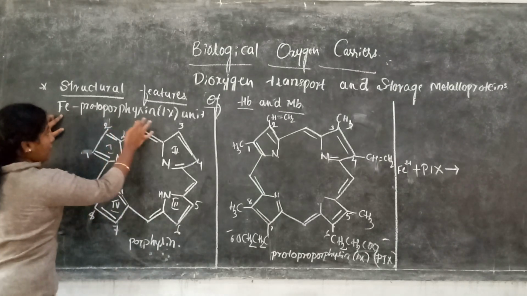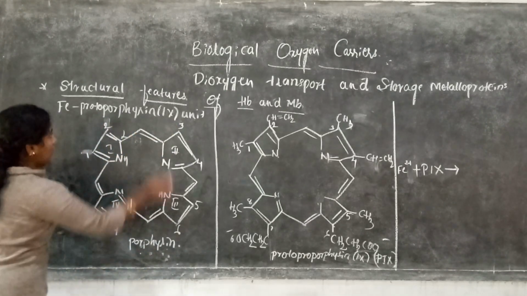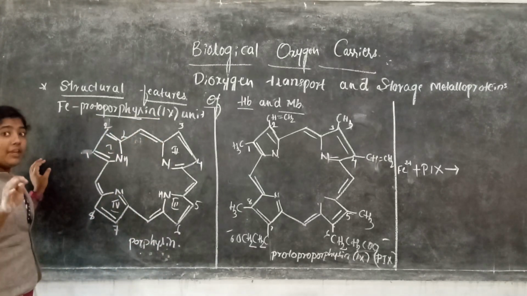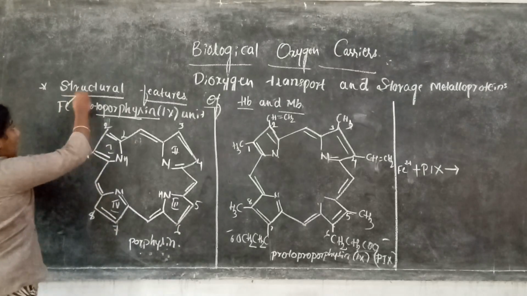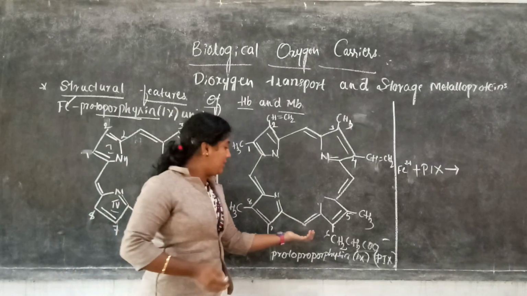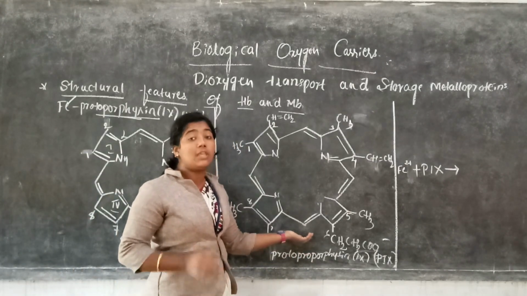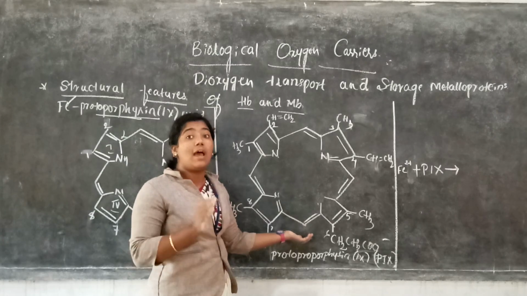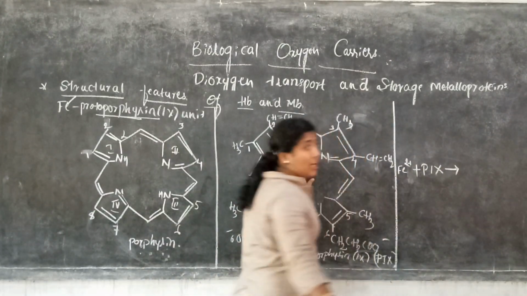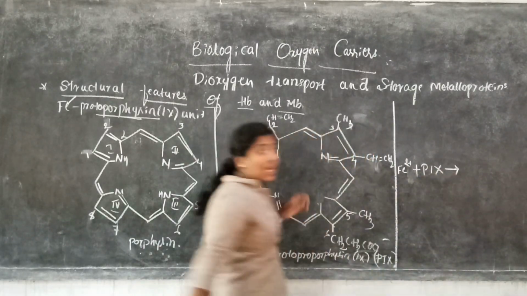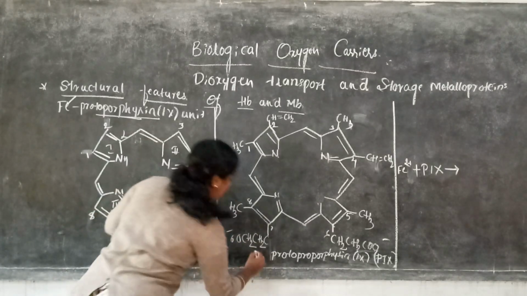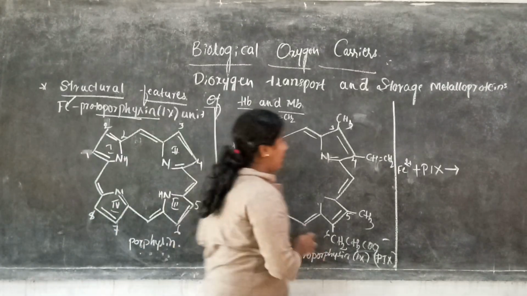Up to here we have the porphyrin, and then of protoporphyrin we require only iron protoporphyrin. So when this protoporphyrin reacts with iron, we get the iron protoporphyrin 9 unit. Fe2+ reacts with the protoporphyrin 9 unit, and then we get the iron protoporphyrin 9 structure.